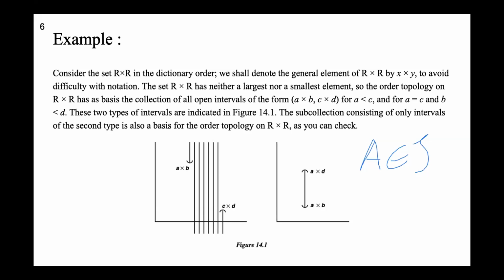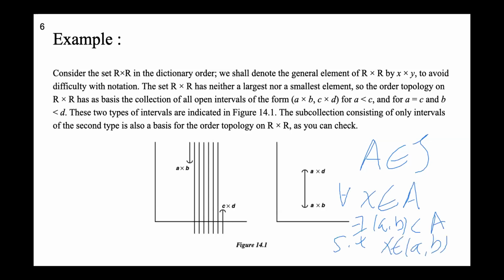But then in higher dimensions, it will be very weird. Now what you can say is that for any x in A, there exists something in your basis, which means there exists some open interval, say (a, b), which is a subset of A, such that x is in this open interval (a, b). Okay, so this could be seen as another description of the topology of R.